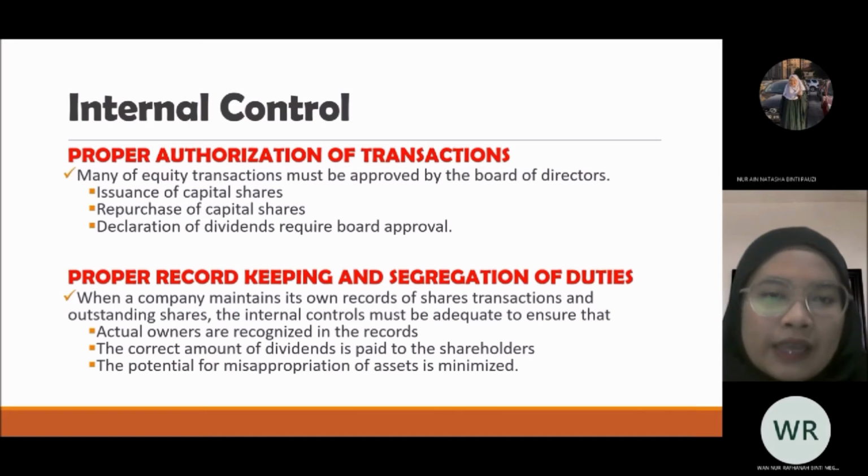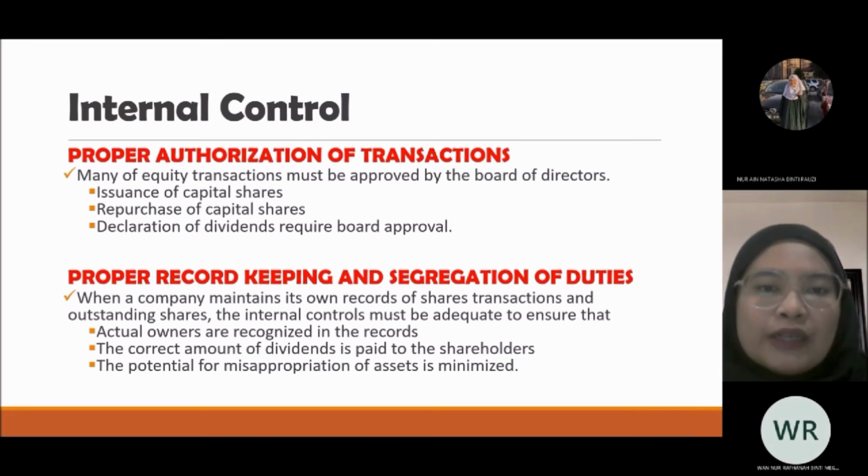For the issuance of capital share, the authorization includes the type of equity to issue, such as preference or ordinary share, number of shares to issue, privilege condition for any share other than ordinary, and date of the issue. For the repurchase of capital share, the repurchase of ordinary or preference share, the timing of the repurchase, and the amount to pay for the share should all be approved by the Board of Directors. And for the declaration of dividend, the Board of Directors must authorize the form of the dividend, such as cash or share, and the amount of the dividend per share, and the record and payment dates of the dividend.